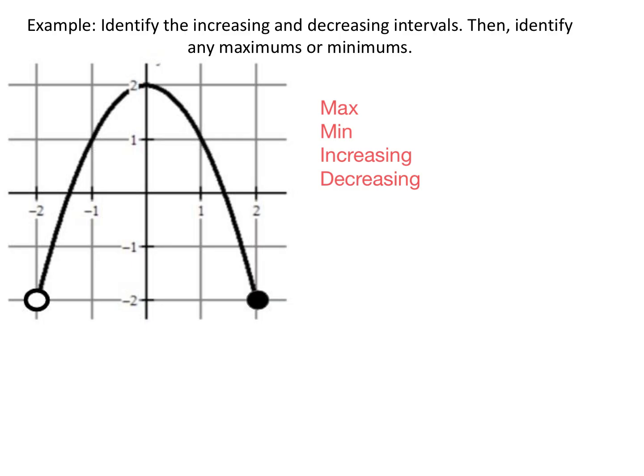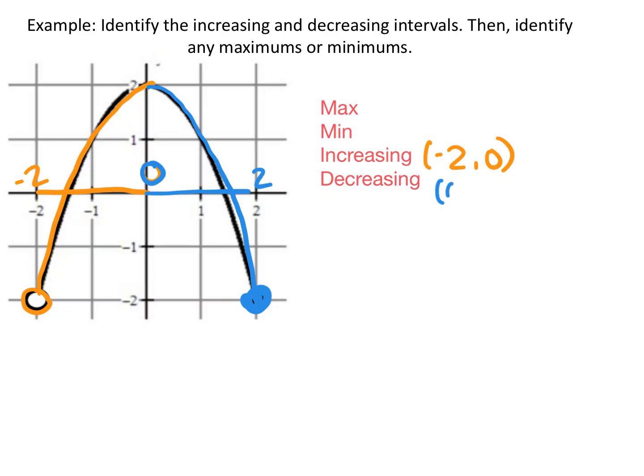In this example, I start by increasing. So from this open circle up until I hit here. So from -2 to 0, I'm increasing. And then from this point here over to here, I'm decreasing. So from 0 to 2, I'm decreasing. My minimum is none. And my maximum is right here at 0 comma 2.